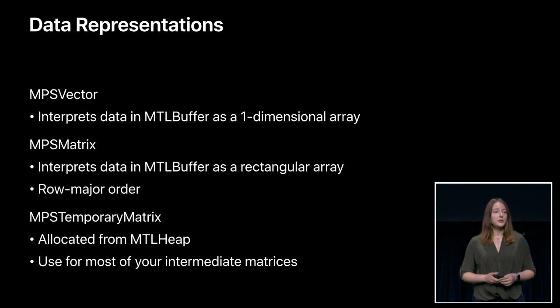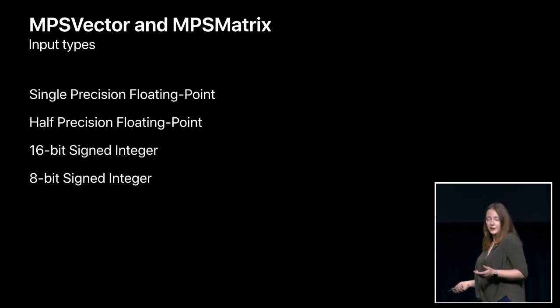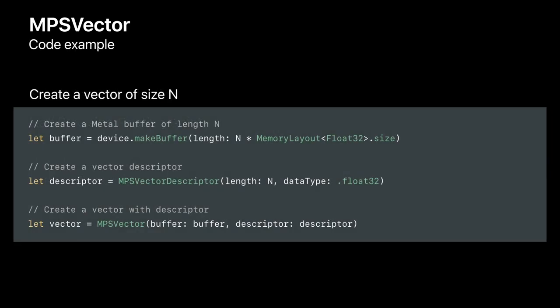And we also support a temporary variant of MPS matrix. MPS temporary images and MPS temporary matrices are allocated from a Metal heap associated with the command buffer. They're called temporary because their lifespan is limited to the lifetime of the command buffer. We recommend you use temporary images and matrices for most of your intermediate storage. Both MPS vector and MPS matrix support a number of different input types. We support single precision and half precision floating point input types, and 16-bit and 8-bit signed integer input types.